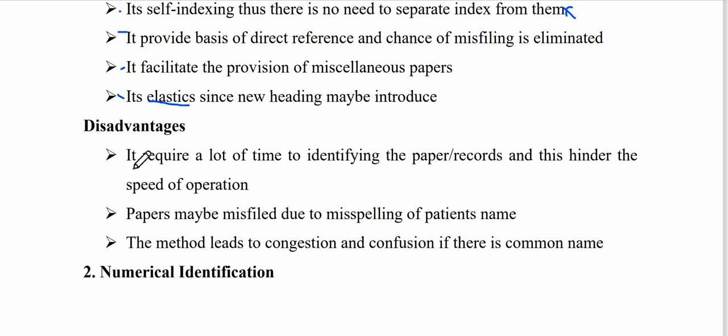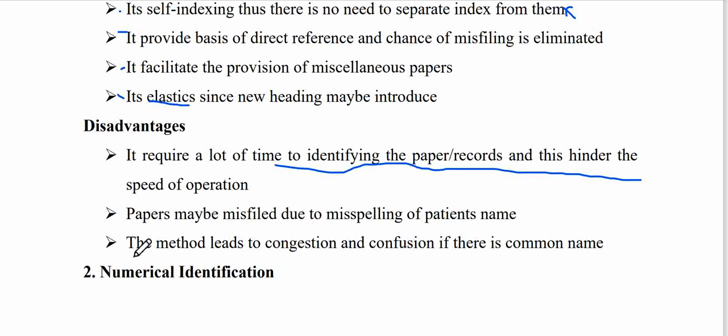So the disadvantage is that it requires a lot of time to identify records, because you may have like 200 patients who are sharing the same name or whose names begin with the letter A, which will mean you are still supposed to make a selection among the 200. You're looking for only one. All right, paper may be misfiled due to the misspellings of patient's name, of course, definitely, and that will lead to a failure to retrieve the records in time or delays in service delivery.